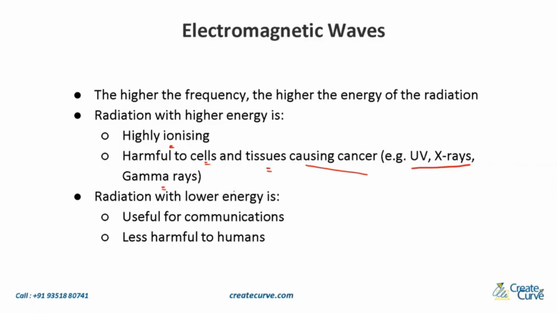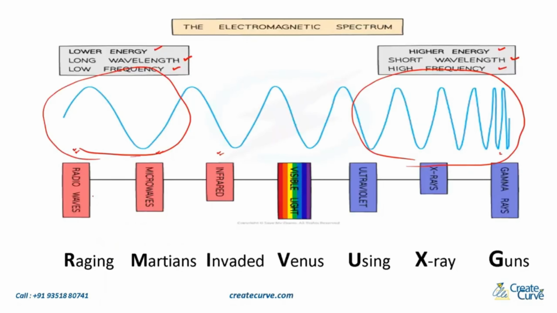Radiation with lower energy is useful for communication and less harmful to humans. That is this side of the electromagnetic spectrum: radio, micro and infrared. Radio waves we use for communication. Even microwaves we use for communication or cooking, right? And infrared also we use for communication, for signaling and so on.